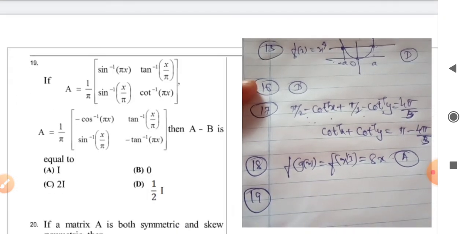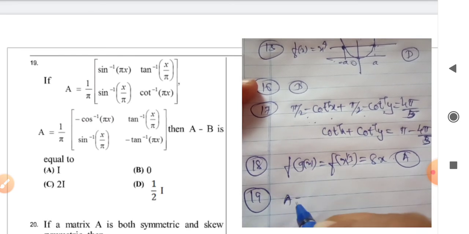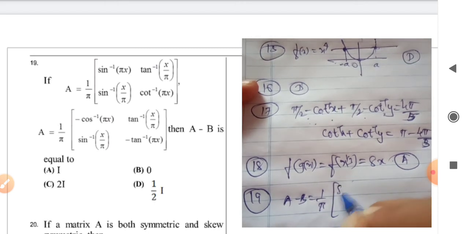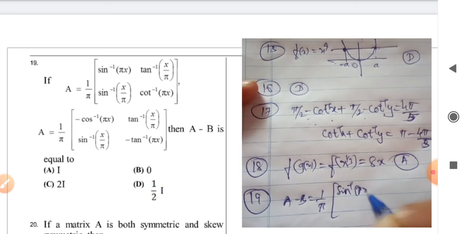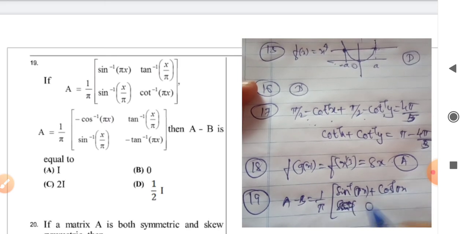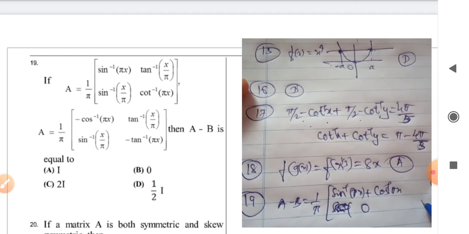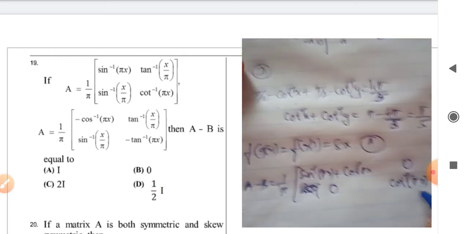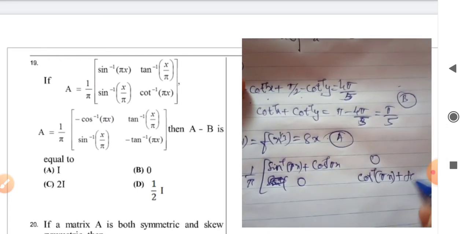Here, this question was actually missing in the paper, but I have added 1 by pi for the second, and here also I have made a small mistake. Look at this, both the matrices A and A minus B are asked. 1 by pi is common in both, and when I take the subtraction, we get sine inverse of pi x plus cos inverse of pi x, and here it is sine inverse of pi x minus sine inverse of pi x, which you can take directly as 0, and here it is cot inverse of pi x plus tan inverse of pi x.